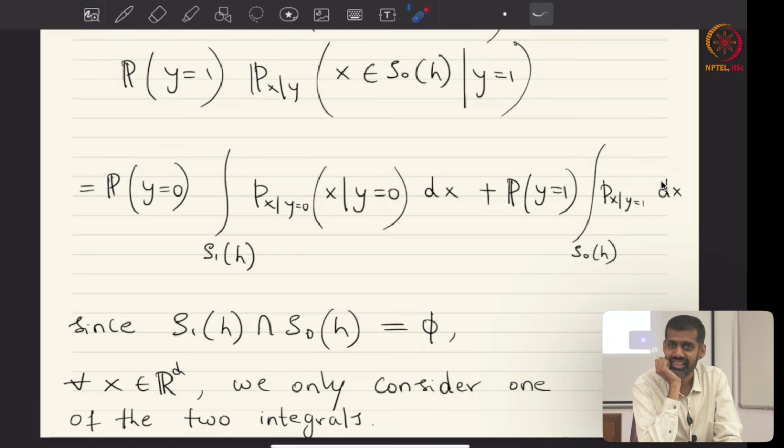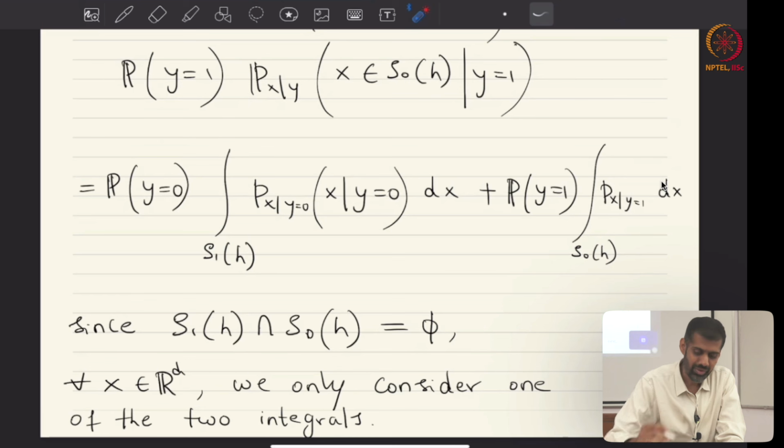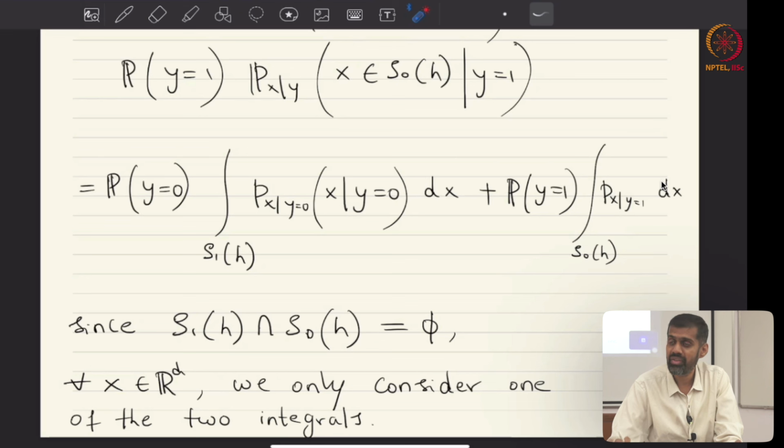Did you understand the question? So you all agree that for each x one of the two will be evaluated, right? Which one will be evaluated for each x? It depends on h. Now if h chooses S1, then the first integral will be evaluated. If it chooses S0, then the second integral will be evaluated. That's it. Depending upon what your h does.